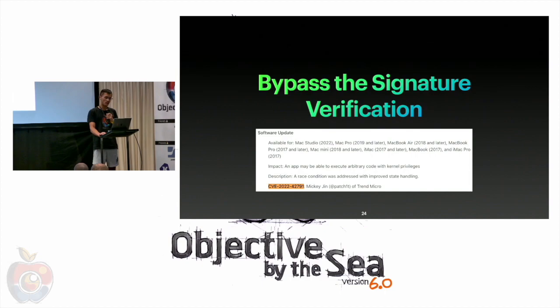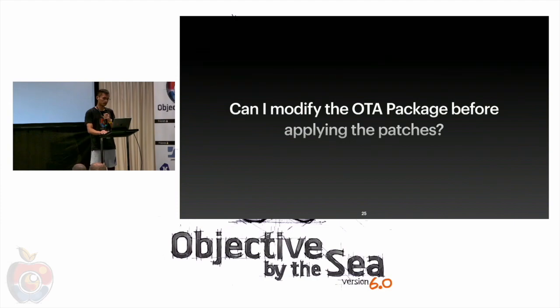Okay, let's move on to the vulnerabilities during the OTA update process. The first one is CVE-2022-42791, which bypasses the signature verification of the OTA package and ends up with arbitrary kernel code execution. So my motivation comes from this question. Can I modify the OTA packages before applying the patches?